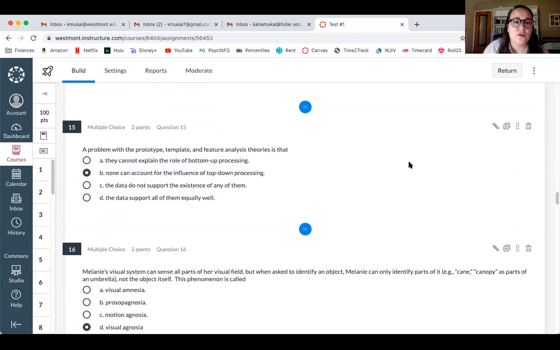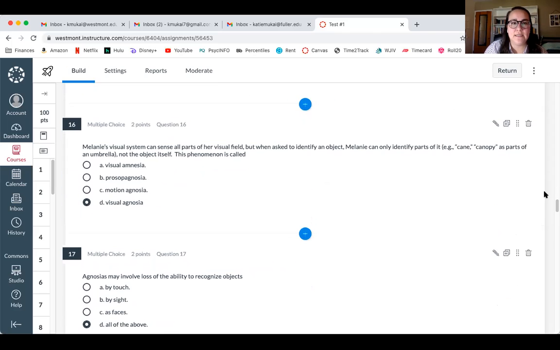And then 15, so overall problems that run throughout prototype, template, and feature analysis theory is that none of them are able to account for top-down processing, right? You might remember we talked about how they all can tell us from a bottom-up, more constructivist model, how we go about perceiving the world, but they can't account for our top-down processing, our inferences and our assumptions, and our ability to pull on previous memories and experiences.